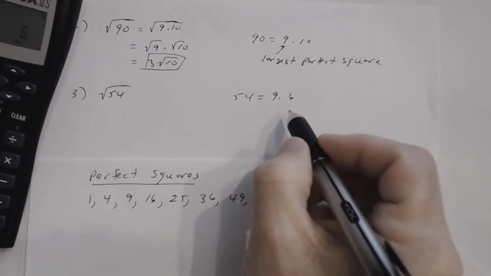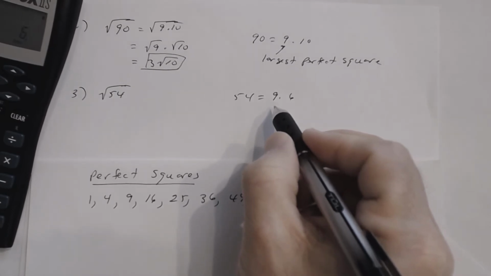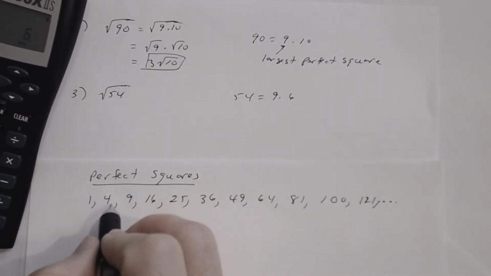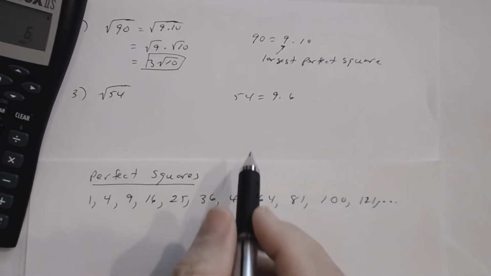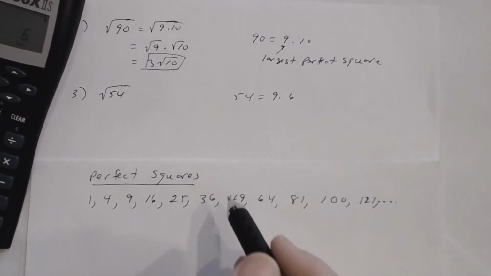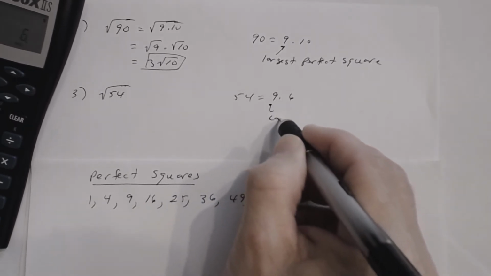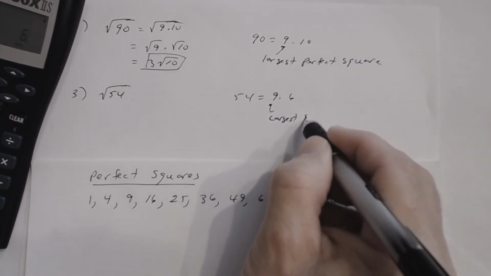But remember, it helps if you always use the largest perfect square. So the question is, is 9 the largest? Well, look at 6. Besides 1, will any of these other perfect squares divide into 6 evenly? No. So 9 is the largest. So that's the largest perfect square, right?